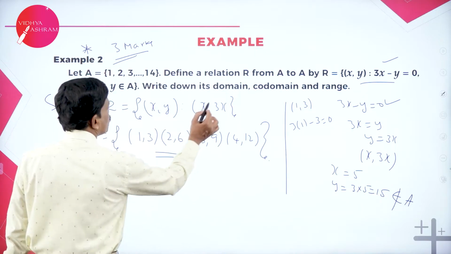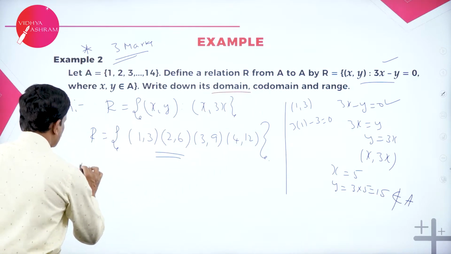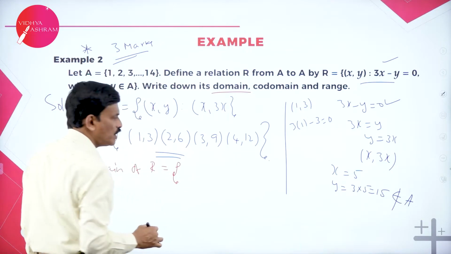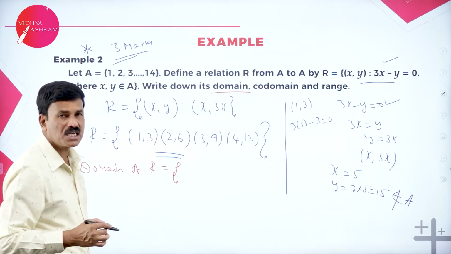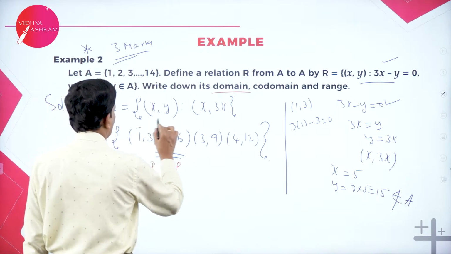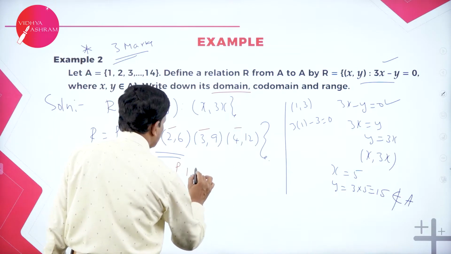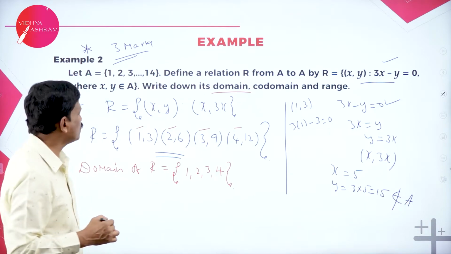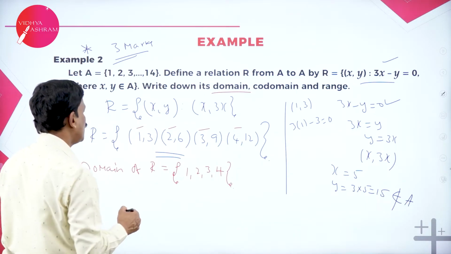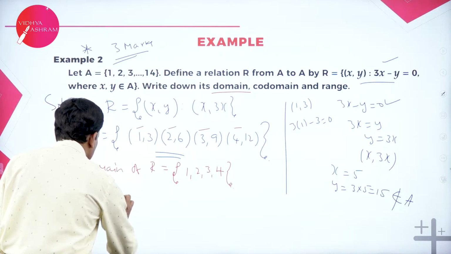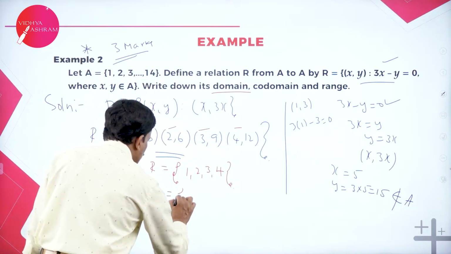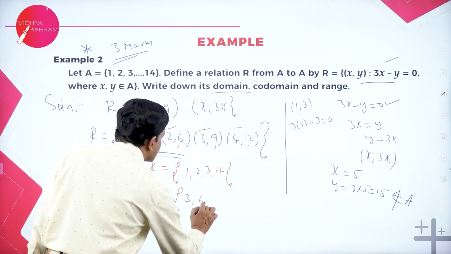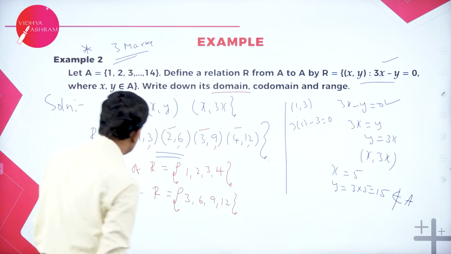Now, let us come to the first one, domain of R. What is domain? The set of all first elements, that is 1, 2, 3, 4. The set of all first elements of the relation R is called the domain. And range: range of R is nothing but the set of all second elements of the relation. Second elements are 3, 6, 9 and 12. This is the range.